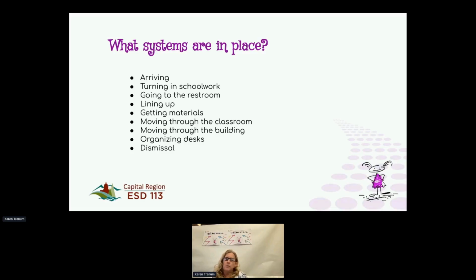Going to the restroom. What is going to be different this year? Is it going to be stable? Is it going to change by day? Are we going to allow more than one kid in the restroom? Are we going to make it so that they have to have a pass? What is your school going to do? And make sure that that is taught. And when changes do occur, be sure the students know.